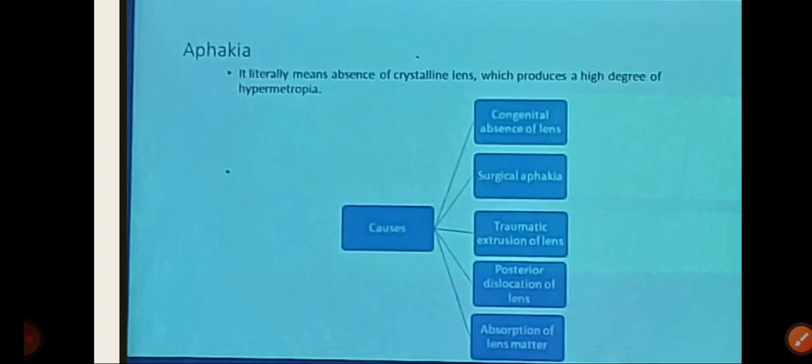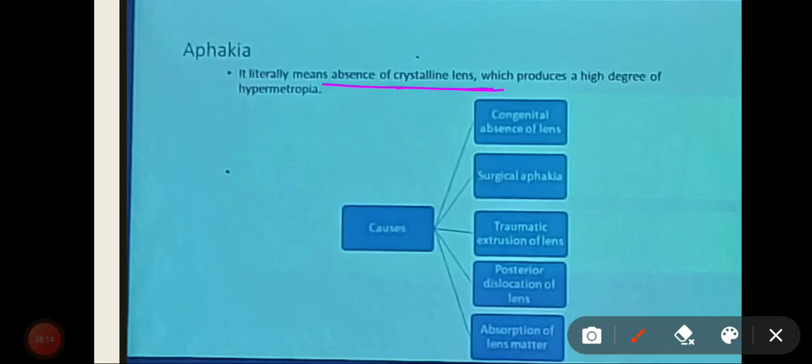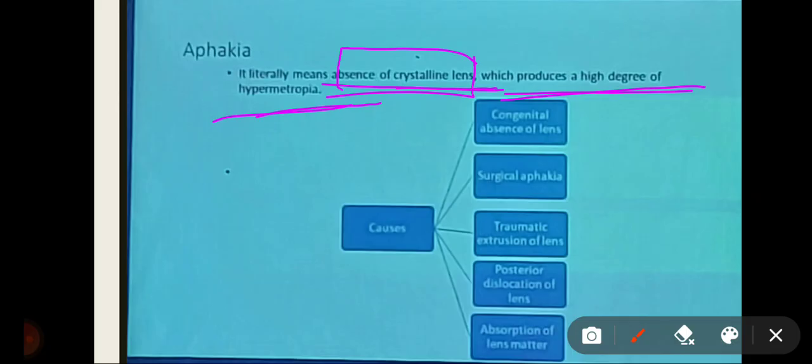Next topic is aphakia. What is aphakia? Aphakia literally means the absence of the crystalline lens, which produces a high degree of hypermetropia. So what are the causes of aphakia?